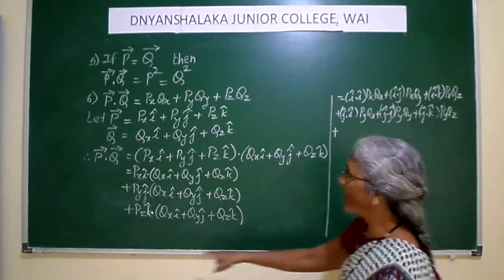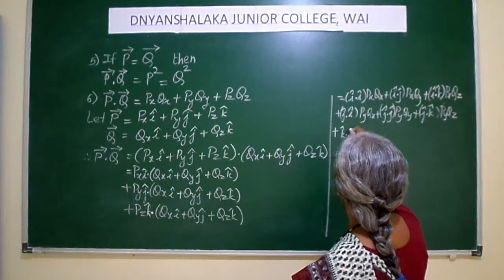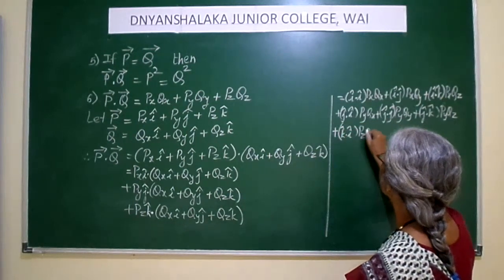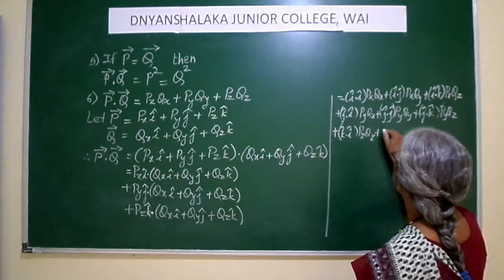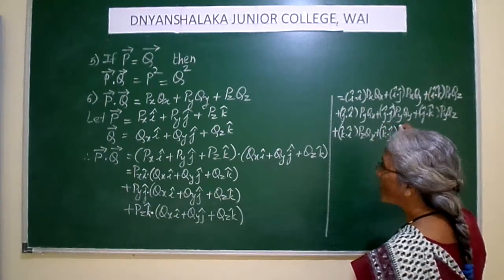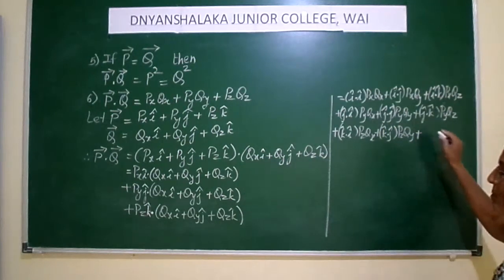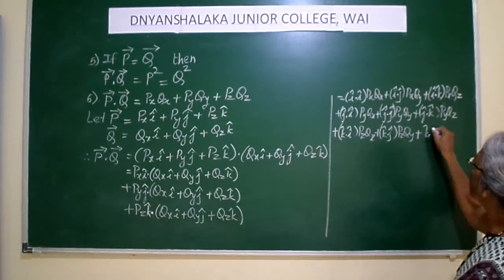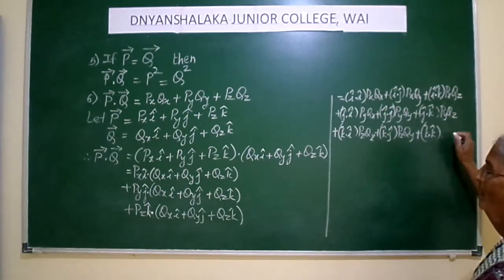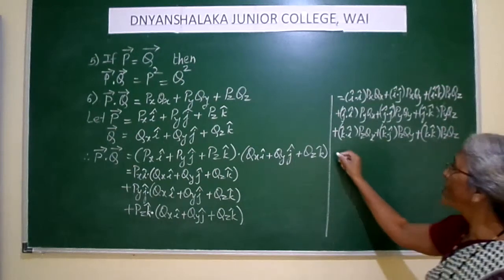Plus now this multiplication vector k dot vector I into, what will it be? Pz Qx plus vector k dot vector j, right, into Pz Qy, and the last term will be vector k dot vector k into Pz Qz. Correct? This is equal to.